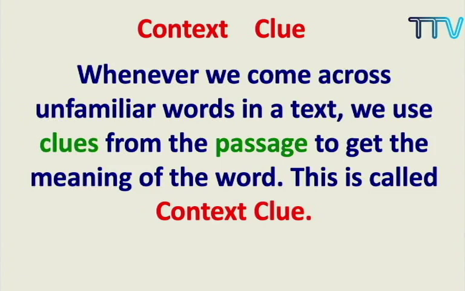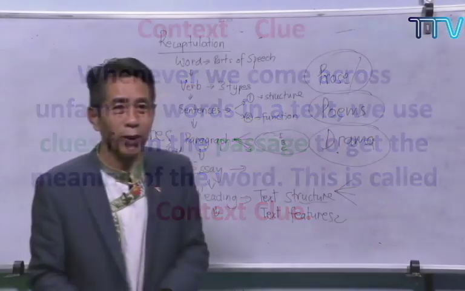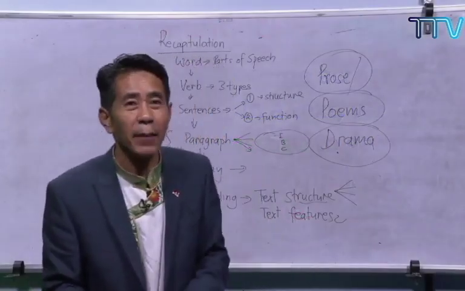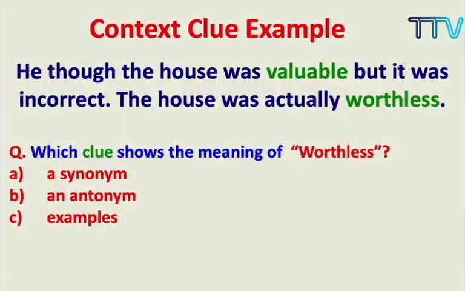Did you understand? So let us take an example. It will make it very clear. Context clue example: He thought the house was valuable, but it was incorrect. The house was actually worthless. Now you will come across this piece of paragraph, this small piece.